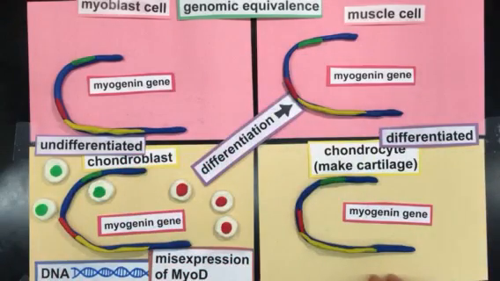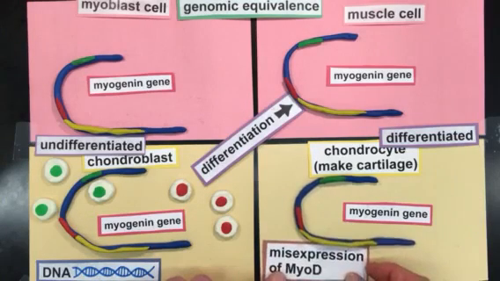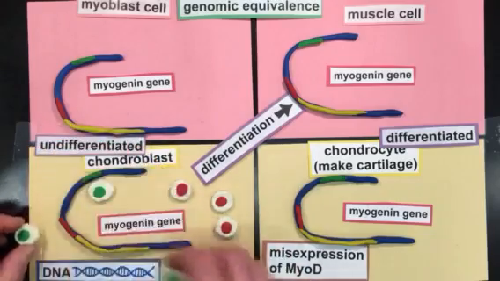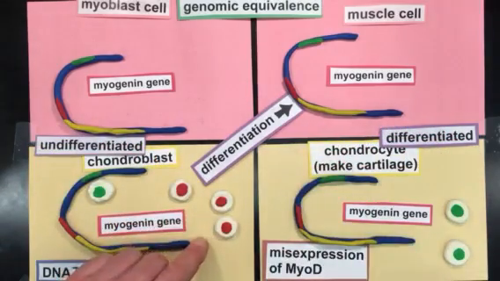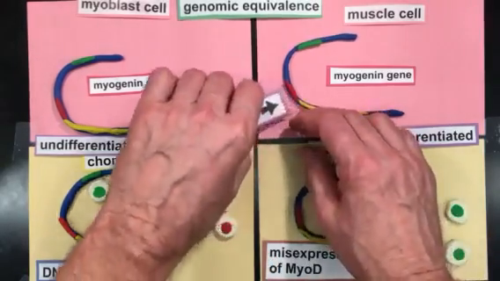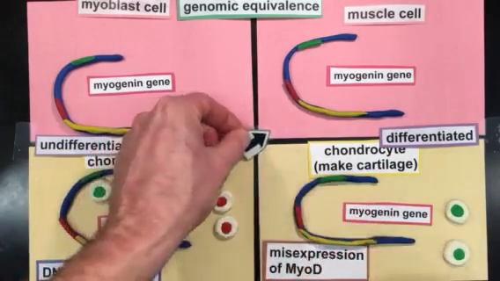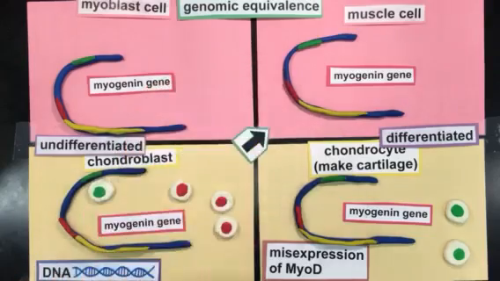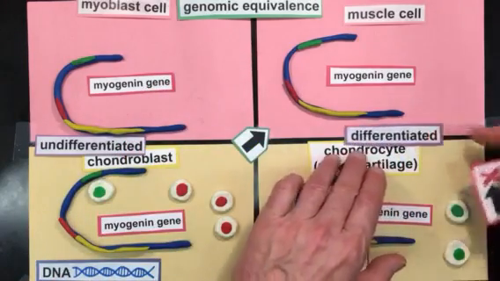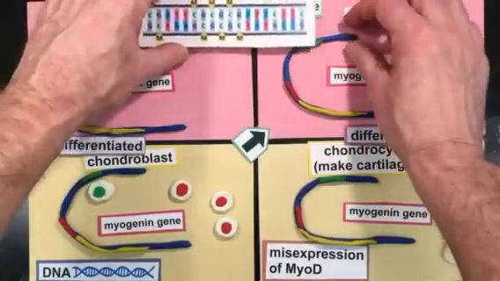The scientists also misexpressed myod in chondrocytes. And when they did, no myogenin was made. As a result, we can add emphasis here that when we misexpress MyoD in a chondroblast, we can make muscles, and when we misexpress MyoD in a chondrocyte, we failed to make muscles. What's going on? What's going on is thought to be, in part, patterns of DNA methylation.